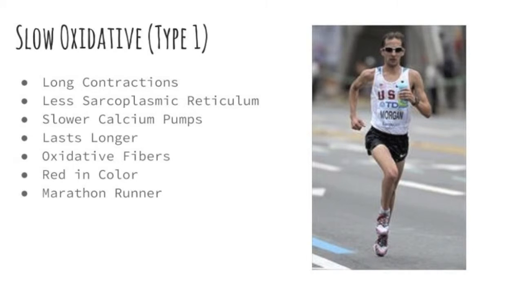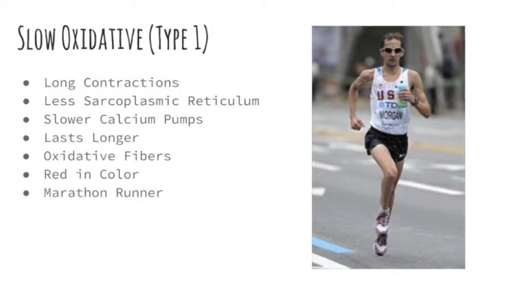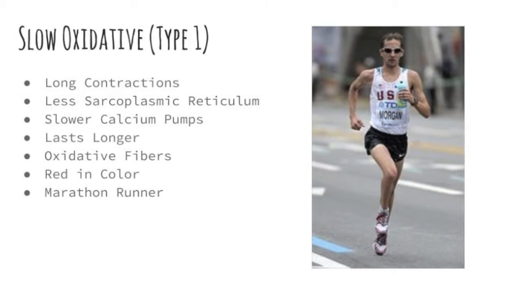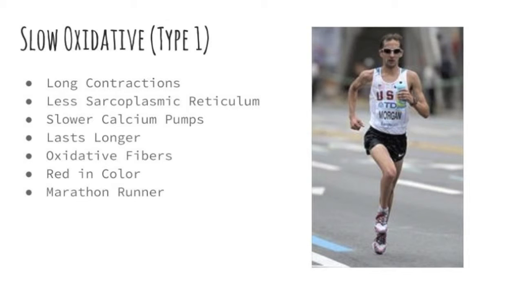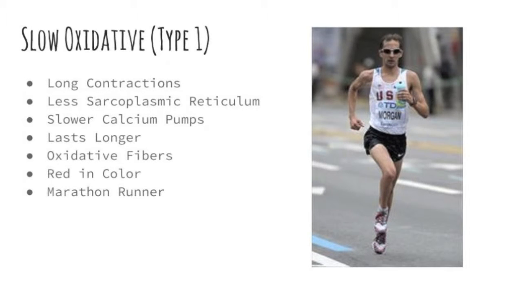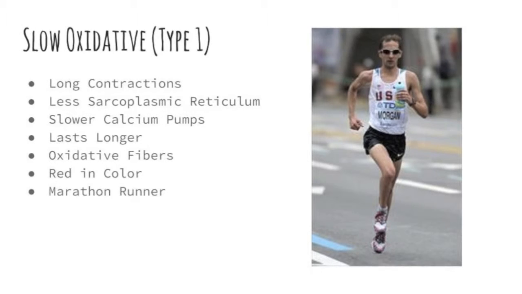In real life, you can see the man to the right is a marathon runner, and it looks like he hasn't eaten in 20 days, and that's because he has mostly slow oxidative type 1 muscle fibers. He needs these because he's running endurance, and he needs less fatigue as he's running.